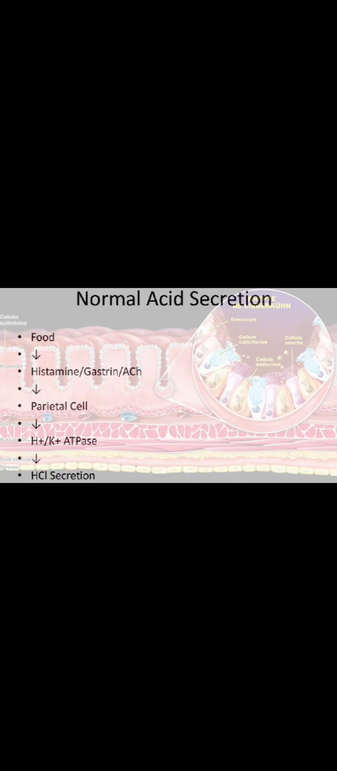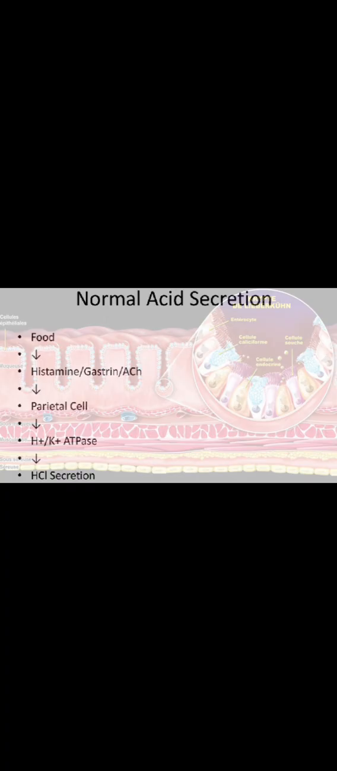So normally, gastric acid helps digest food and destroys microorganisms. However, when excessive acid is produced, it damages the stomach lining and may lead to peptic ulcers, GERD, and other acid-related disorders. So to reduce this excessive acid production, we use proton pump inhibitors.